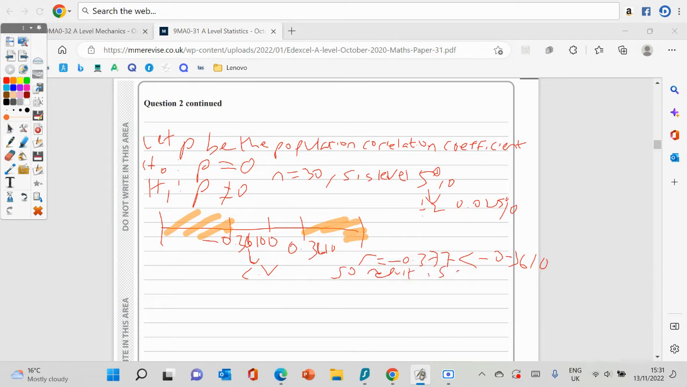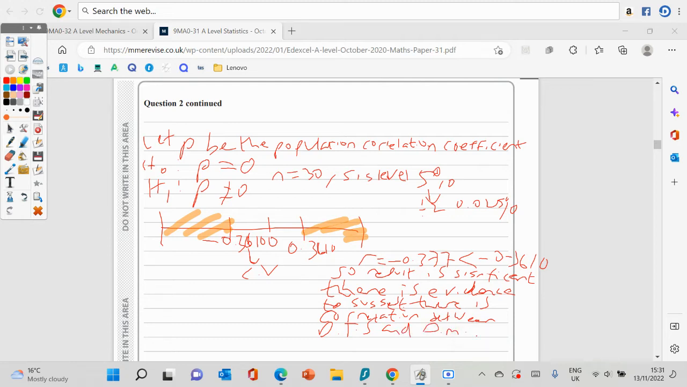So the result is significant. There is evidence to suggest there is correlation between daily total sunshine and daily mean relative humidity. Now, because it is a hypothesis test, that's what you have to write out every single time. I know it's a little bit of a mess, but yeah, you have to just get used to writing it down all the time.